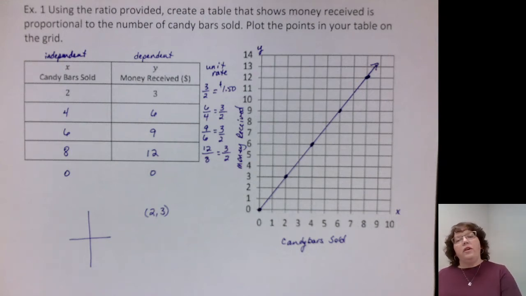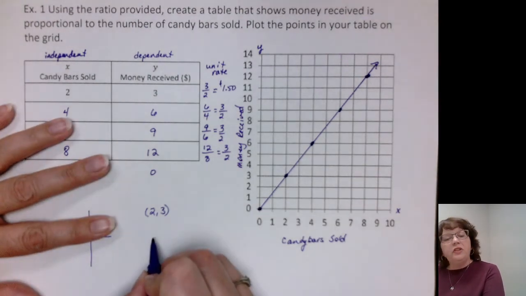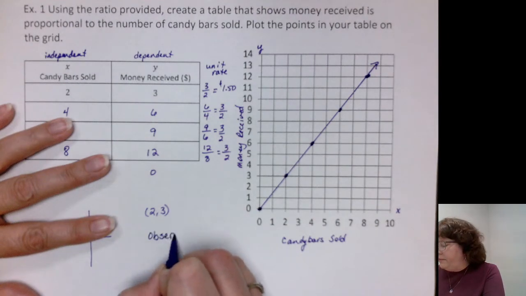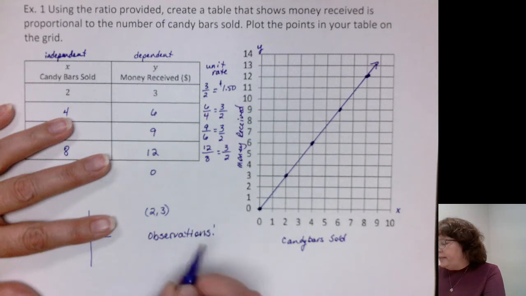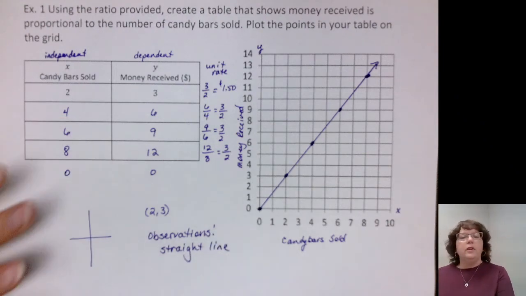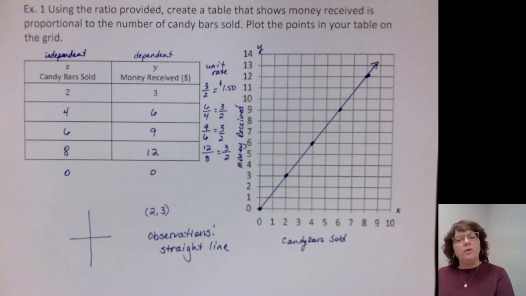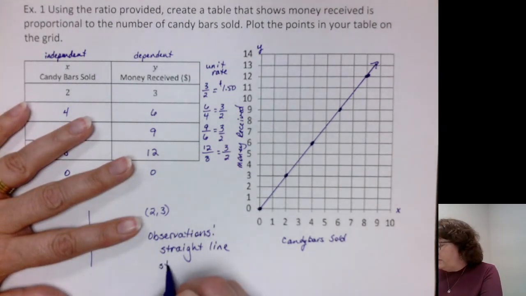All right, so what do you notice about this graph? Is it a straight line? Is it a curved line? Does it jump around? What do you notice? And where does it fall on the graph itself? Okay, so I'm hearing that it is a straight line. So let me just jot down what our observations are. All right, so we see that this is a straight line, right? And I heard someone say it starts at the origin. Okay, so it starts at the origin.